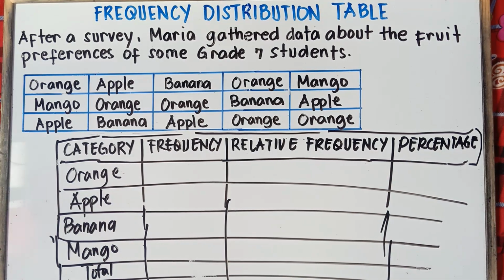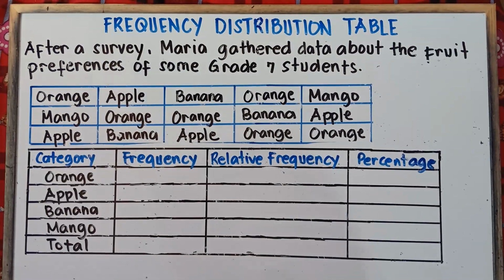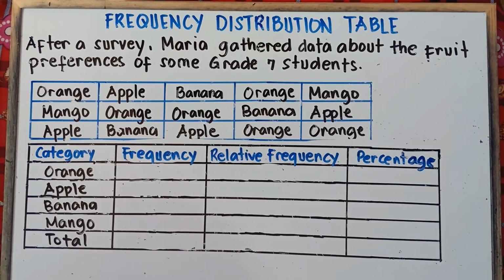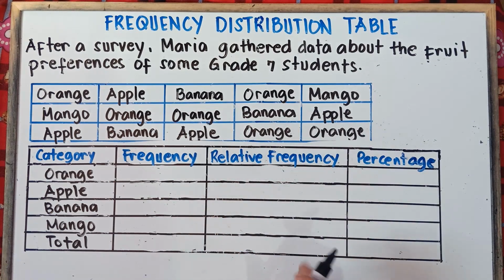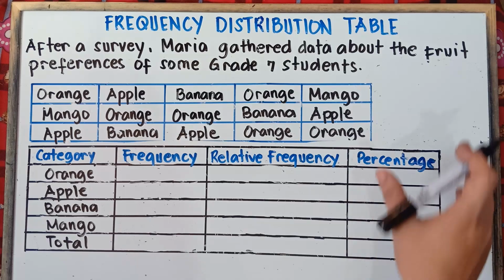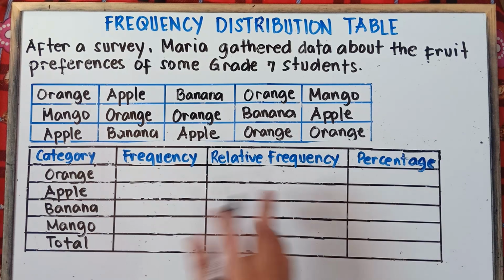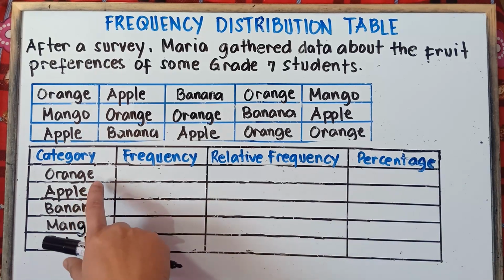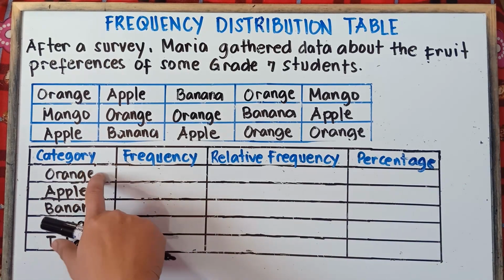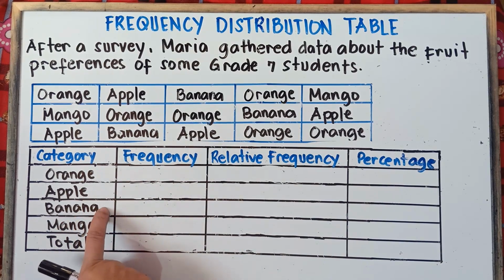Alright, let's make the table, class. Alright, we're already done with our table. Once again, for our first column, we have the category. Second column, frequency. Third column, relative frequency. And the last column, percentage. For our rows, the first row is our title: category, frequency, relative frequency, and percentage. For the second row, our category is the kinds of fruits. We start with orange, next apple, banana, mango, and the last row is the total.